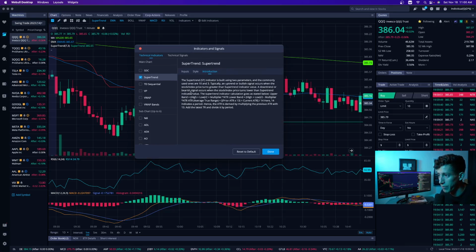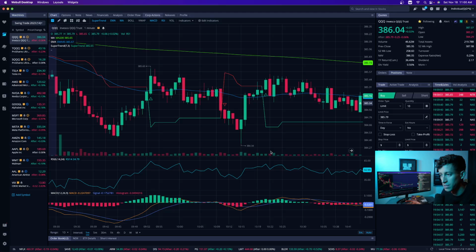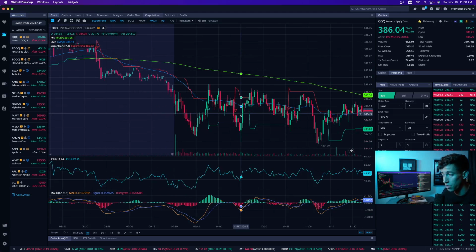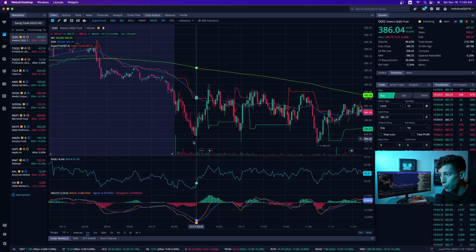So a downtrend bearish signal, which is the red signal, occurs when the stock and index price turns lower than the Supertrend indicator value. The Supertrend indicator calculation goes as stated. Upper band, and again, it goes into the calculation of the actual parameters that go into the indicator itself, right? So hence the ATR is derived by multiplying the previous ATR with 13. So again, that's getting into the true technicals of what makes up this parameter, and you can mess with it, right? Depending on what stocks you trade, depending on how useful you find it to be.